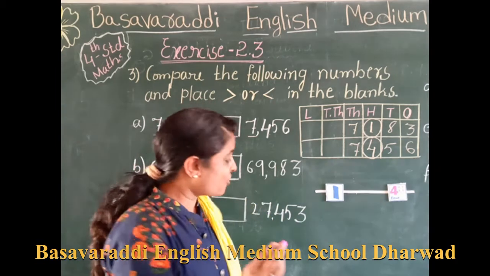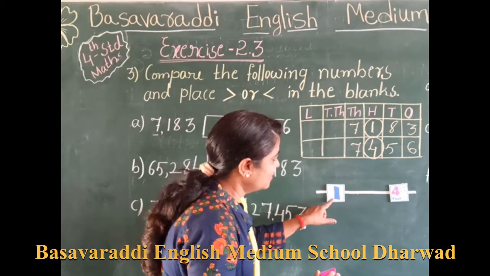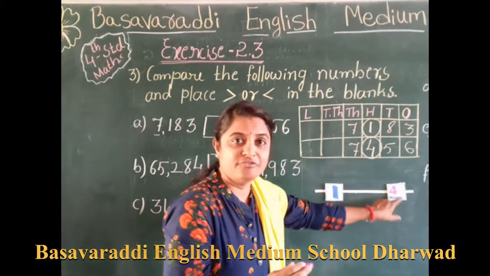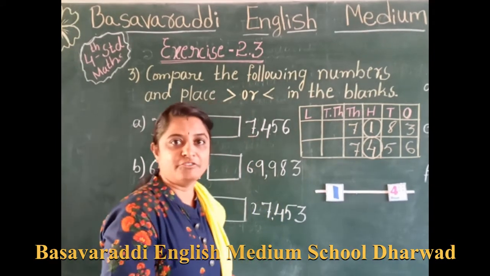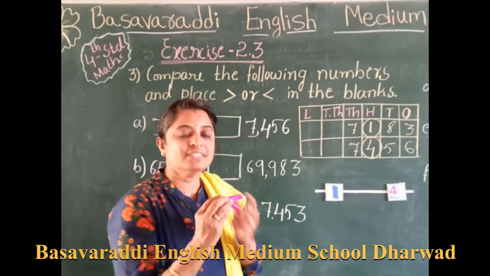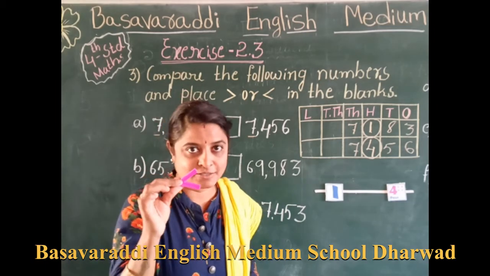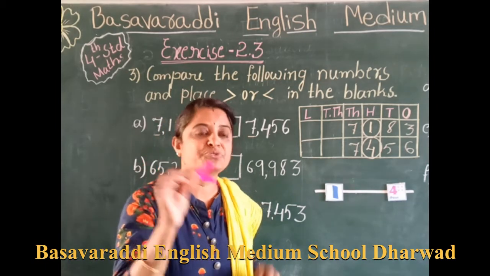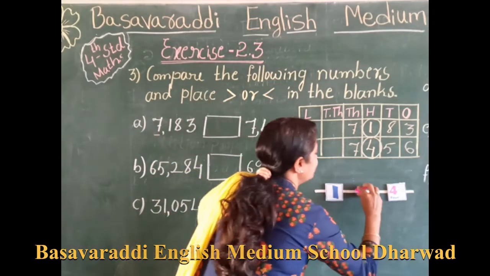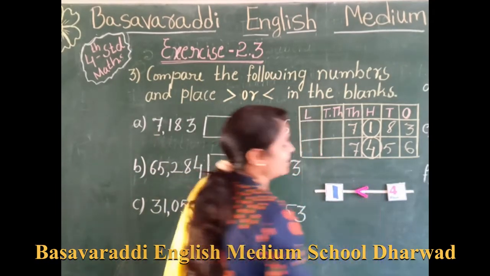Then how to put this here? 1 is the small number and 4 is the greater number. 4 is the big number. Always the open mouth should be to the big number. Then put it like this.